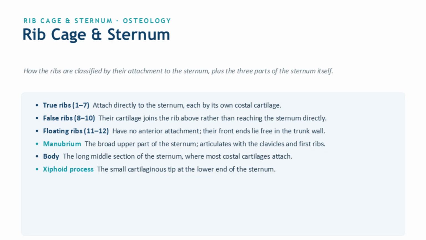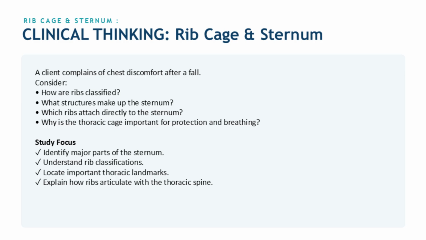Let's now apply these concepts to a clinical scenario. Clinical thinking, rib cage, and sternum. Imagine a client who experiences chest discomfort following a fall. As you evaluate this situation, think about the structures that may have absorbed the force of impact. Consider the classifications of ribs, the components of the sternum, and the role these structures play in protection and respiration. Think about which landmarks you could safely palpate and how breathing might be affected if movement of the rib cage becomes restricted. Clinical reasoning involves connecting anatomy with function and understanding how injury may alter normal movement patterns.